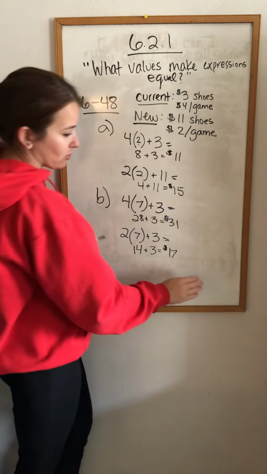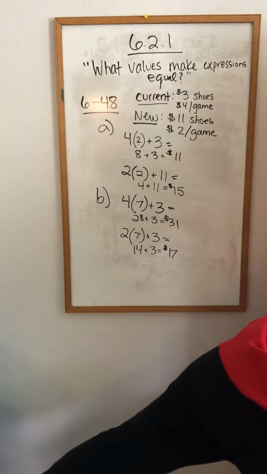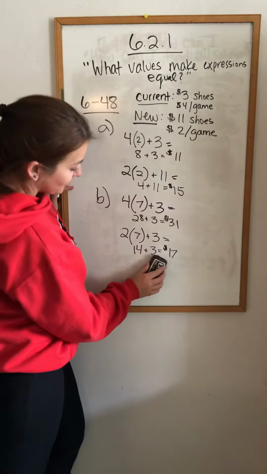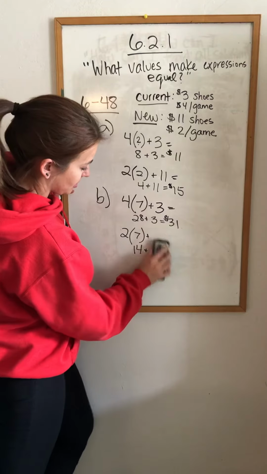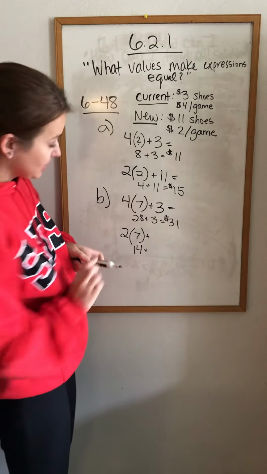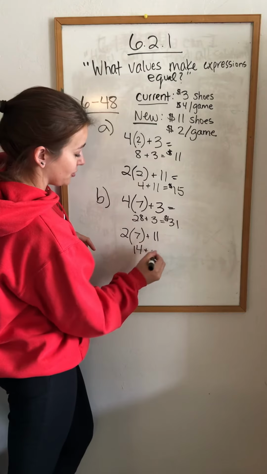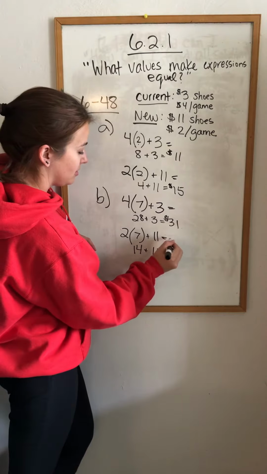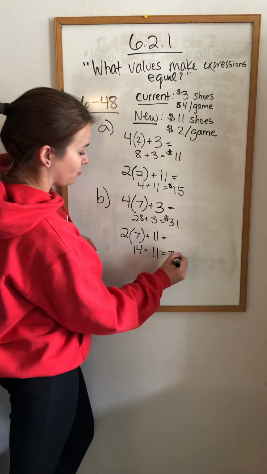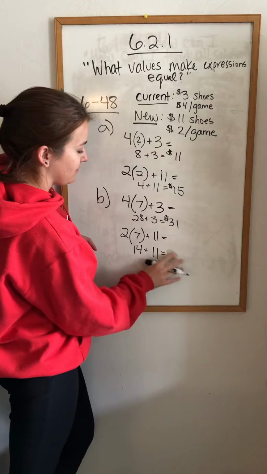Oh my gosh, I did that wrong. Where's my eraser? I accidentally put 3. Don't do what I just did. That one is 11 for shoes, not 3. 14 plus 11 is 25.